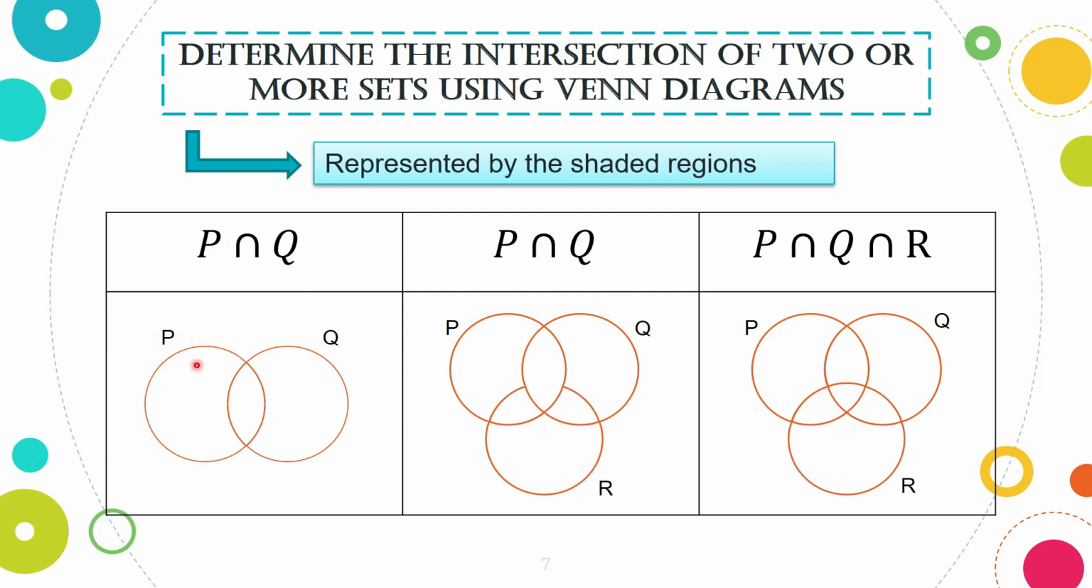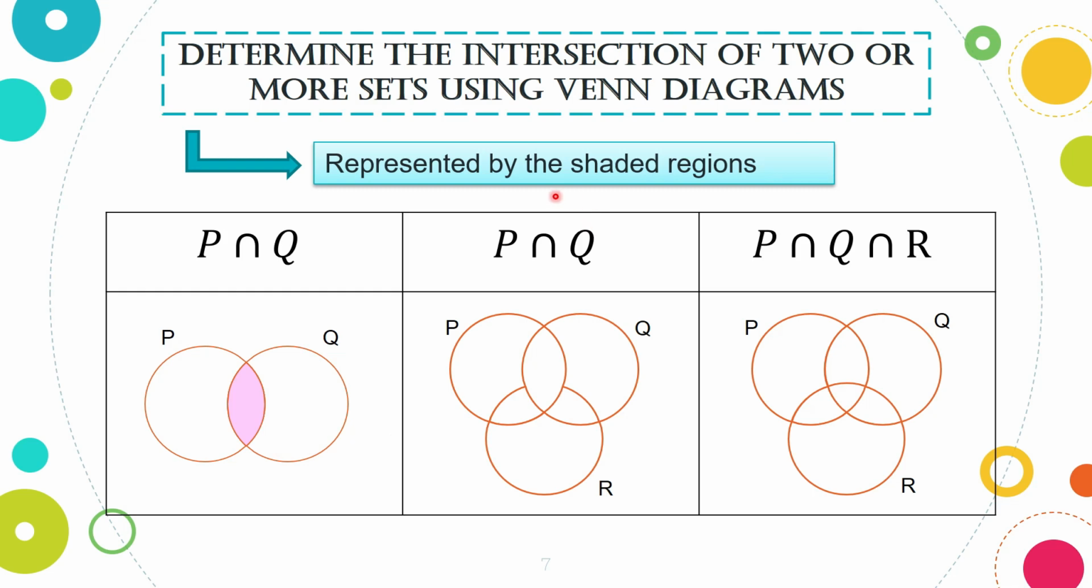Okay, that is intersect, which means shared. And then from this Venn diagram, the region that is being shared is this part, the middle part. This middle part represents the intersection of these two sets, because it contains the common elements from set P and set Q. Okay, this is how we show it using the Venn diagram.